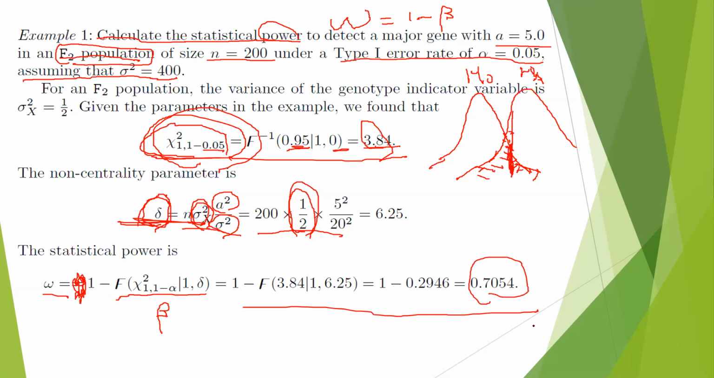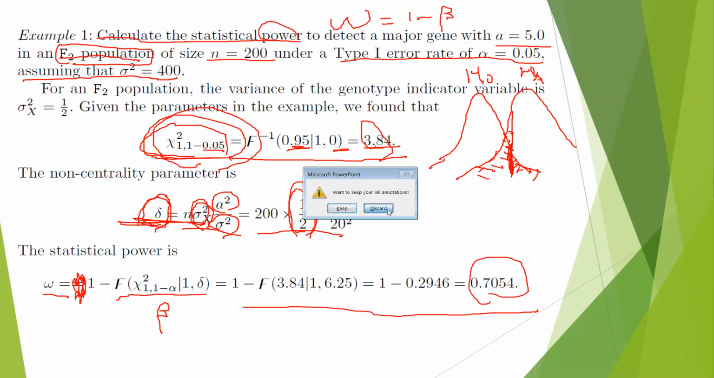So this design gives you 70% of the power, which is not too bad. Usually we hope we can achieve a test with power of more than 85% or 90%. That will give you a better design. So any questions about this calculation?